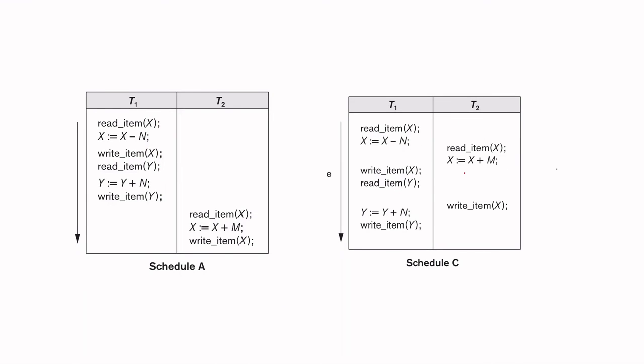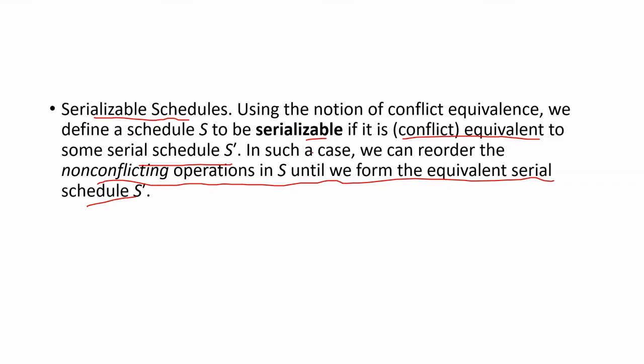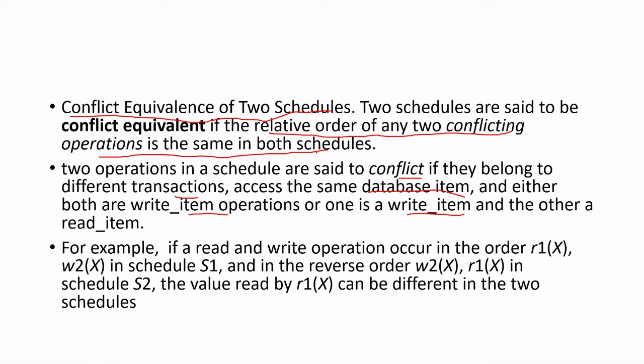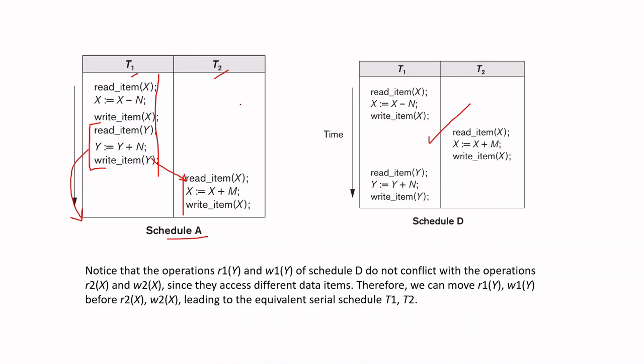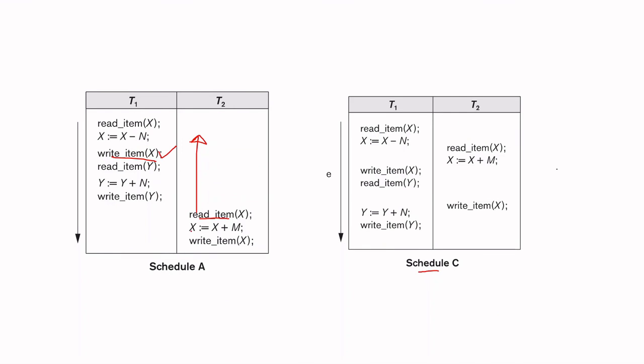But look at schedule C, which did not give the correct result. There is a write item here and a read item here. They are conflicting, because they belong to two different transactions, they access the same data item, and one of them is a write. But in C, this read item is moved to a point above the write item. So what is the definition of a serializable schedule? It is conflict equivalent to some serial schedule. And conflict equivalence means the relative order of conflicting operations is the same in both schedules. Here we have two conflicting operations. In the serial schedule, first a write comes, then a read comes, but here a read comes and then the write comes. So the order is different, and they are not conflict equivalent. So that is the concept.